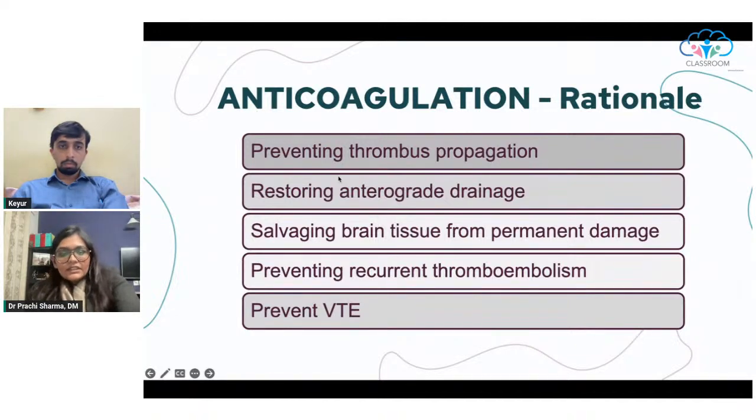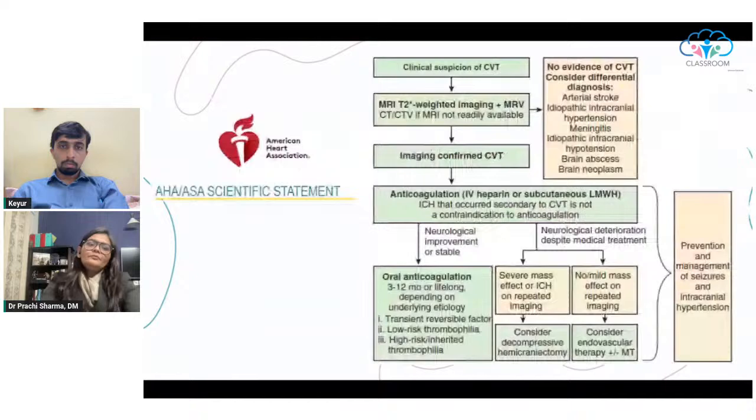It restores the drainage in the anterograde flow. It will salvage the brain tissue from permanent damage. It will prevent recurrent thromboembolism from developing, and it will also prevent the development of other venous thromboembolisms. For example, in CVT patients, the association of pulmonary embolism is said to be approximately 0.8 to 1.8%.